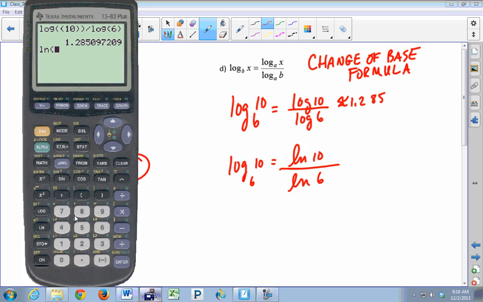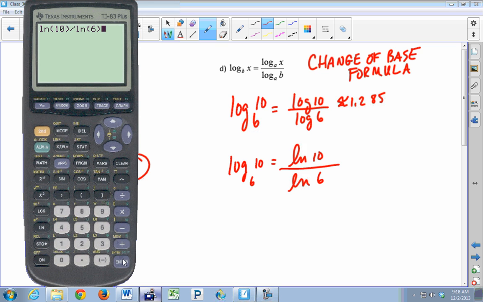So natural log of 10 divided by natural log of 6. Huh. What did I do? Oh, forgot a parenthesis. Natural log of 10. Boy, I'm really messing up today. It must still be that turkey hangover. Divided by natural log of 6.